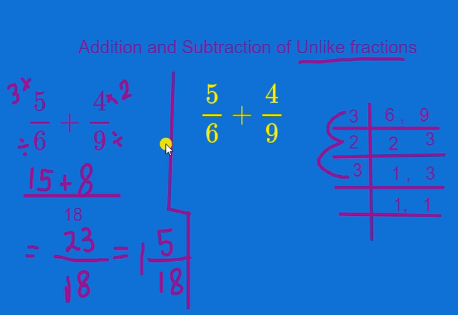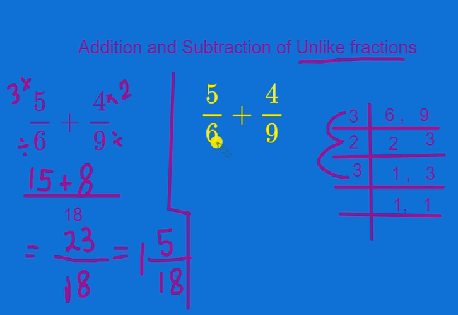Okay, I've taken the same fraction and I've chosen a different color to help you understand. Now, we have to make the denominators the same because we cannot add and subtract fractions unless their denominators are the same. We will use a different method. This is known as the crisscross method.